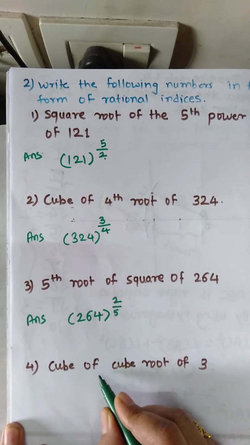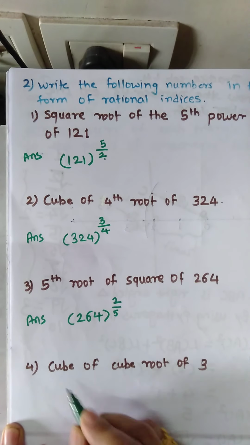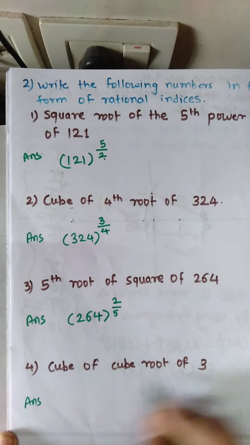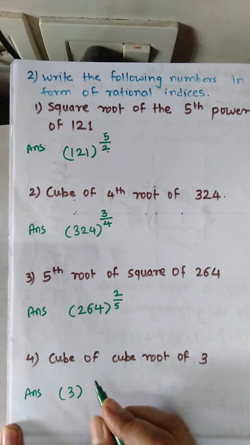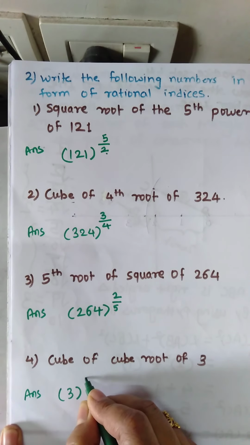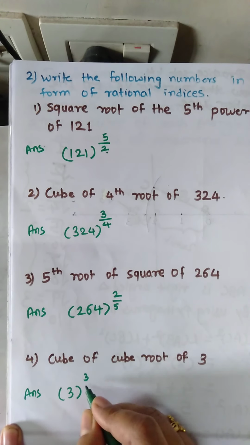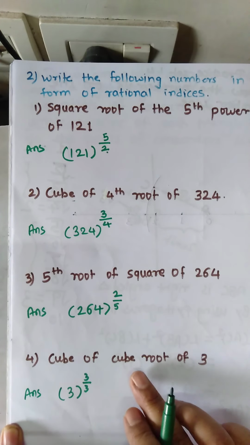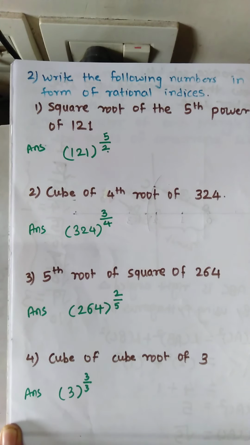Last question, the cube of the cube root of 3. Now cube of means the power is given here. Of 3 means write down the number first and give the bracket. Cube of means the power is given first, 3, of cube root means 3 upon 3. Cube of the cube root of 3. This is the answer. Very simple.